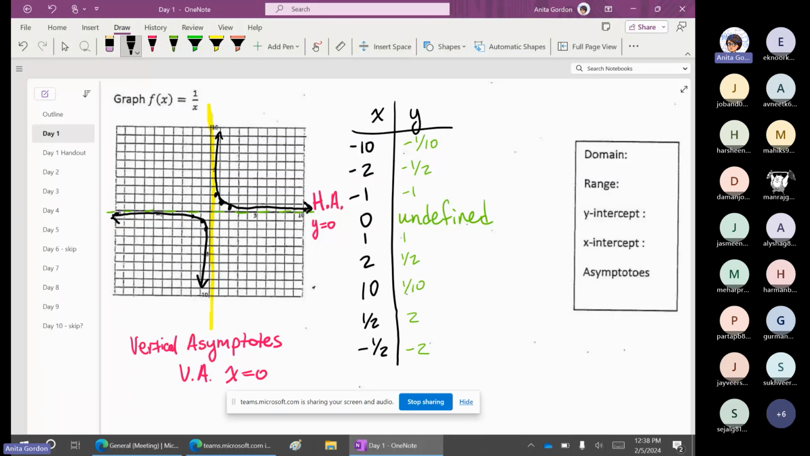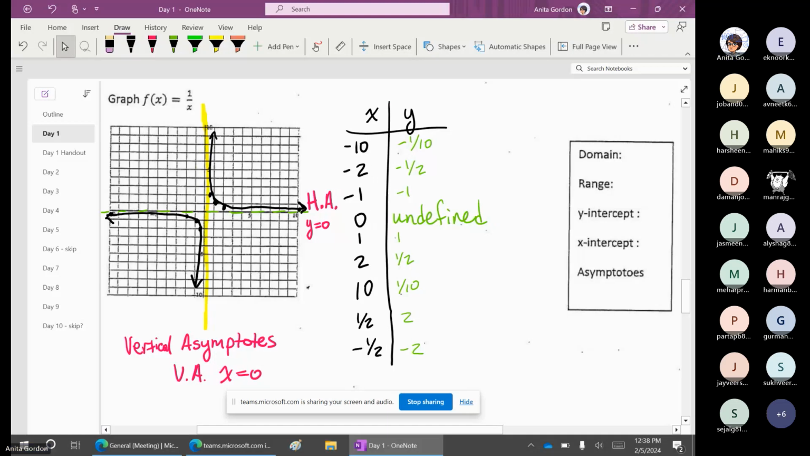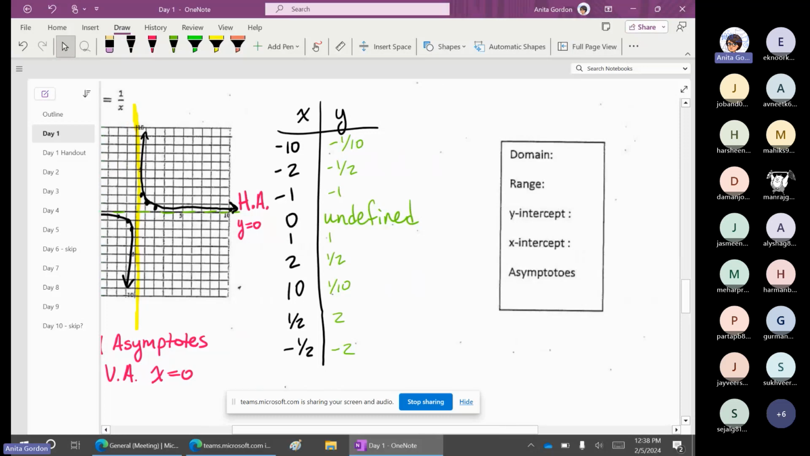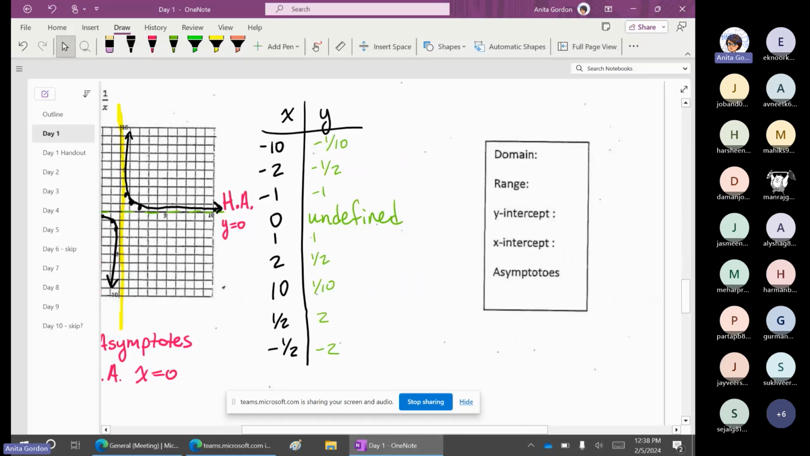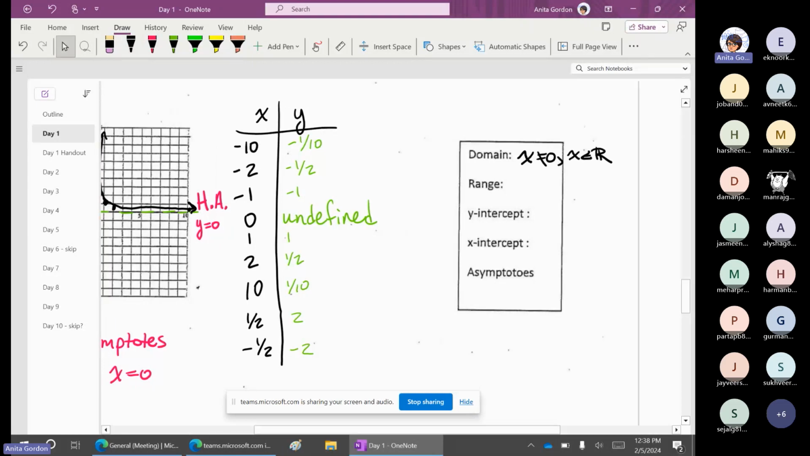Okay, so we have a table of values. We have what the function should look like. We know our asymptote. So what is the domain here? Do we have a restriction? X cannot be 0. But x can be anything else. So I have my restriction.